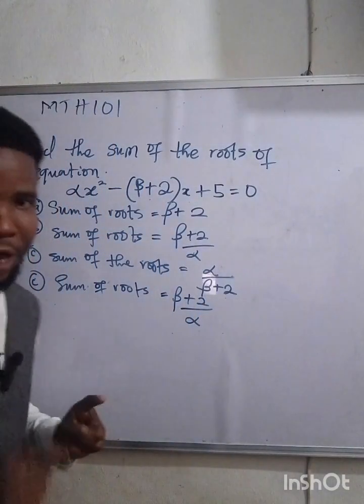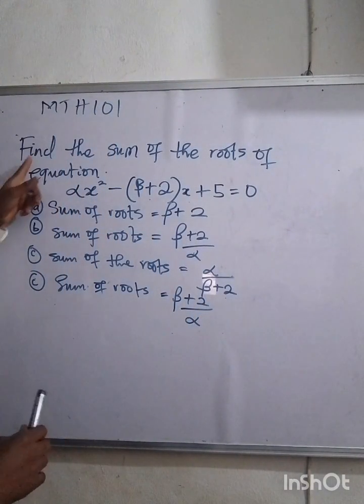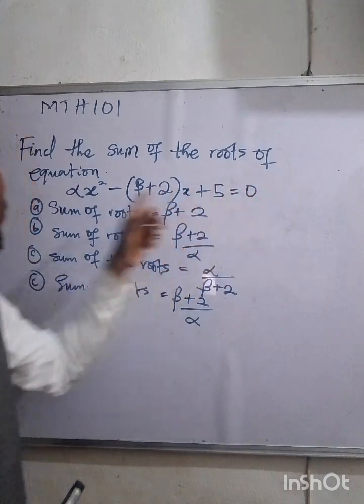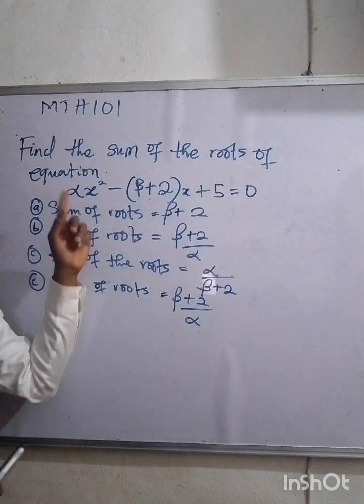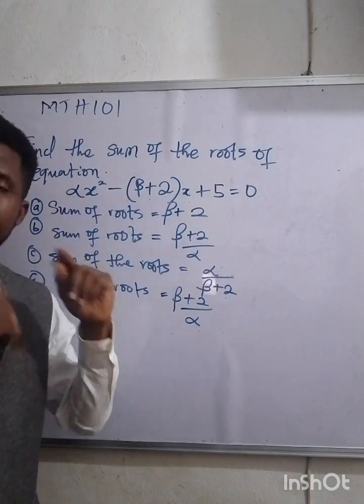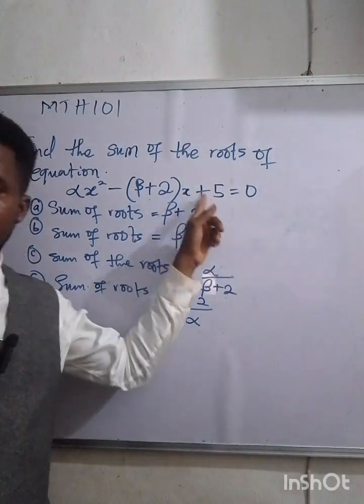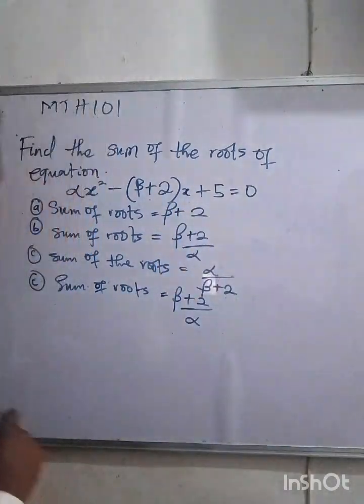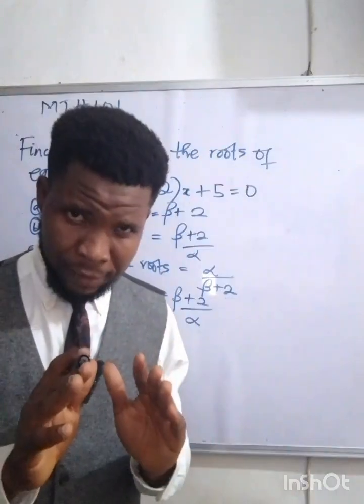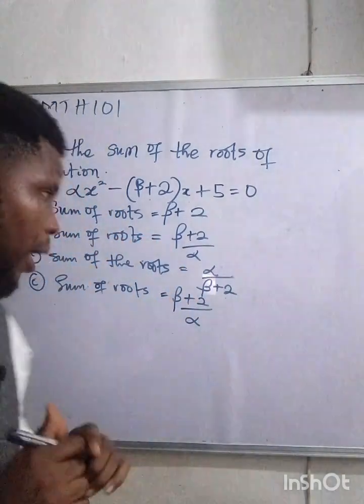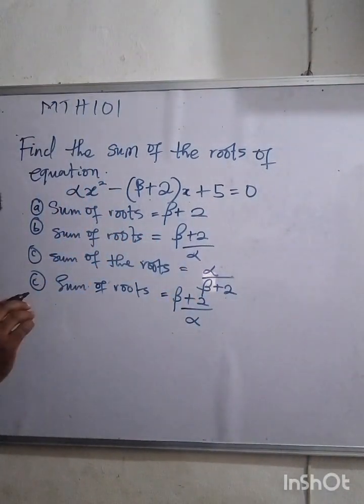This is another question, okay? Now, watch. The question says, find the sum of the roots of the equation alpha x squared minus (alpha plus 2)x plus 5 equals 0. Now, we're looking for the sum of the roots. I need to show you something very quickly, alright? So, we have what we call sum of roots, okay?